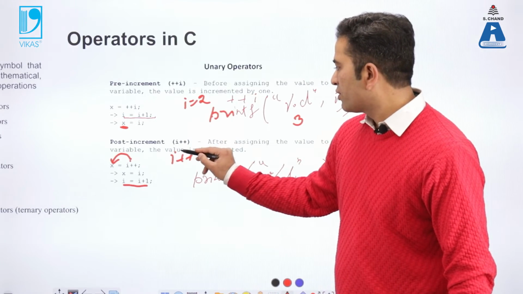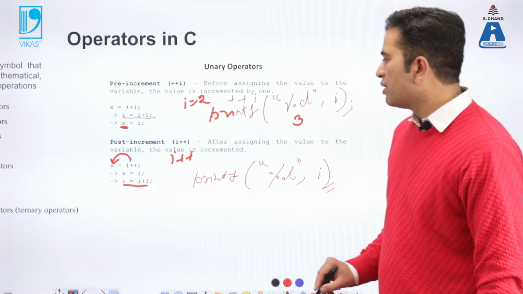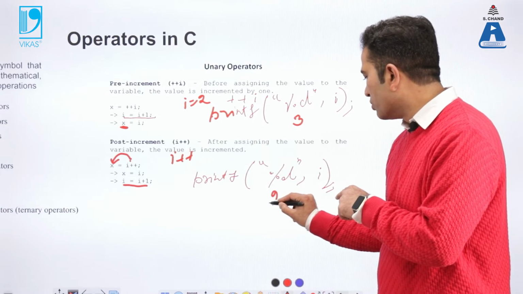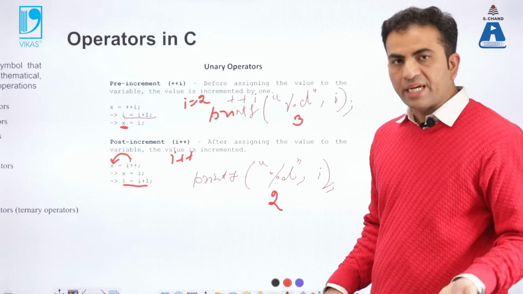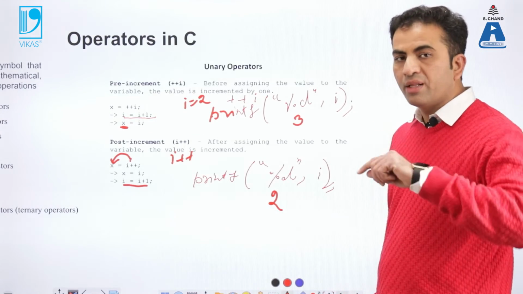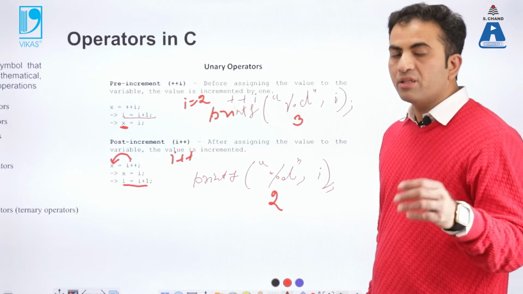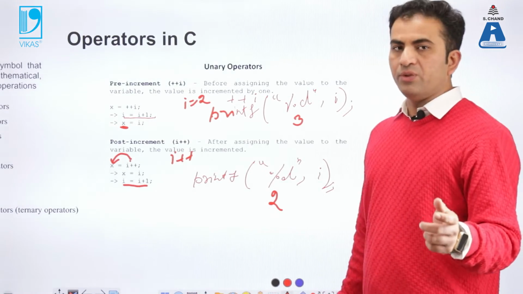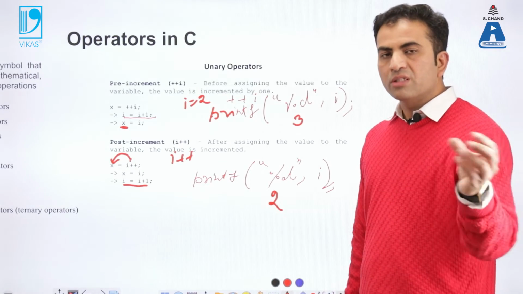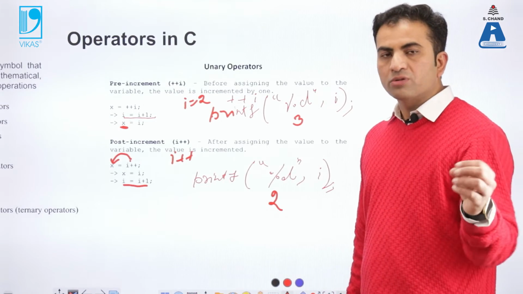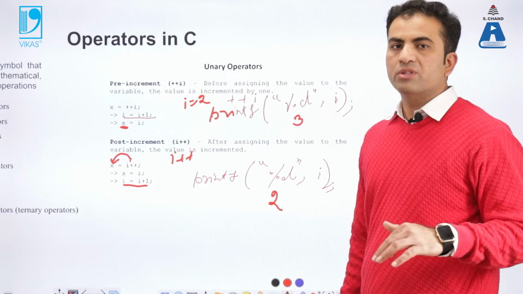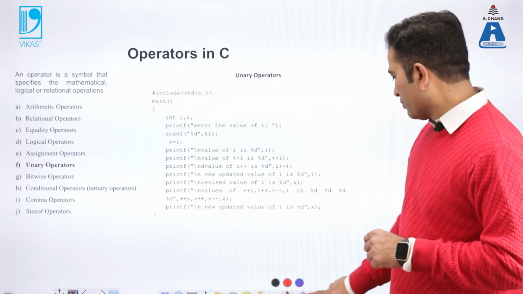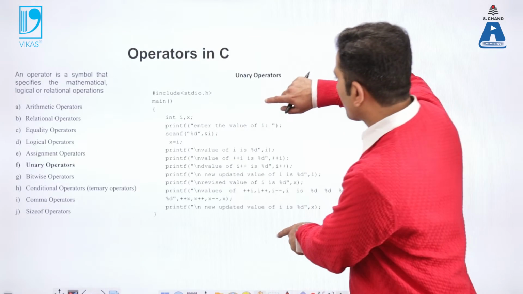First the value of 2 will be assigned to the variable i. So the output will be 2, because it is first assigning the value, then it is incrementing. It will not print the incremented value, it will print the assigned value in this particular statement. So this is the basic concept of pre-increment and post-increment. Let us understand this with the help of a program.